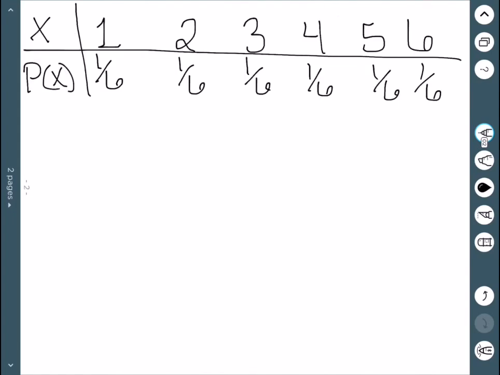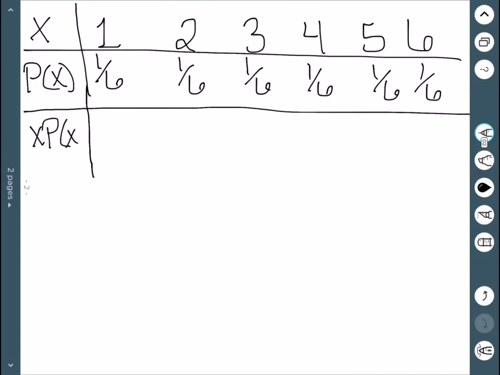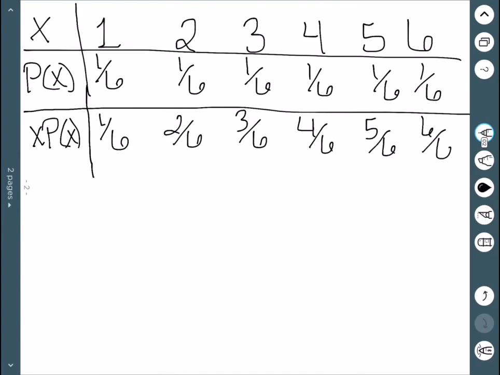Here's our probability distribution for rolling a standard die. We want to find the mean and the variance and the standard deviation. One of the easiest ways to do this is to continue your table down. We're going to start with adding a row for x p of x, where we just multiply the two existing rows. 1 times 1 over 6 is 1 over 6. This gives me 2 over 6, 3 over 6, 4 over 6, 5 over 6, and then finally 6 over 6. I'm also going to add one more row for x squared p of x.